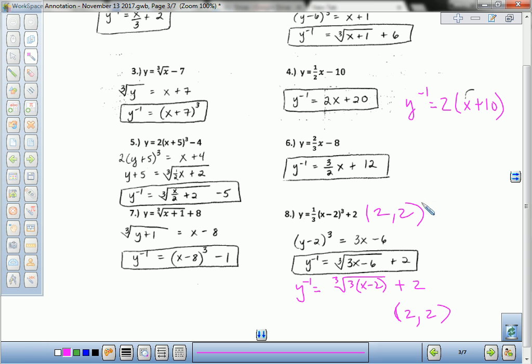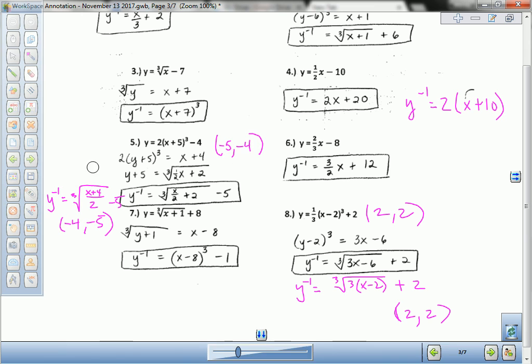Any other questions? Yes, ma'am. For number 5, I left my answer as y minus 1 equals the square root of 3 x plus 4 divided by 2 minus 5. Is that wrong? Like it. Oh, you like it? Yeah. Okay, because in this form, you can clearly see the vertex is negative 4, negative 5. And that does look like we have switched the x and y from here. Yes.